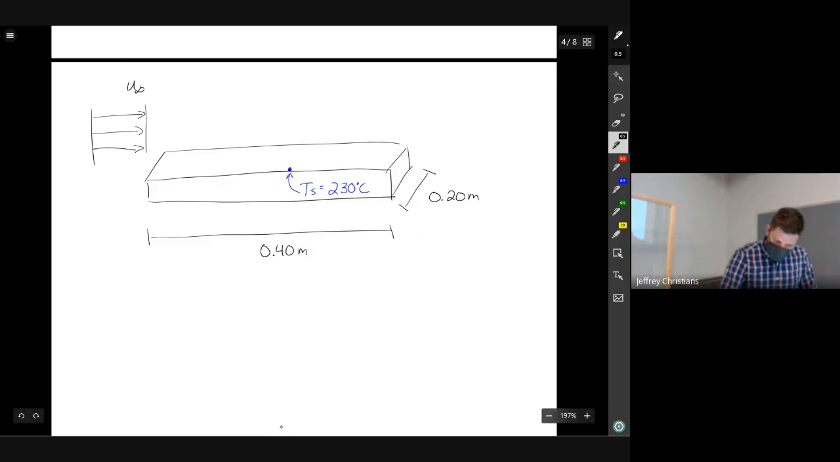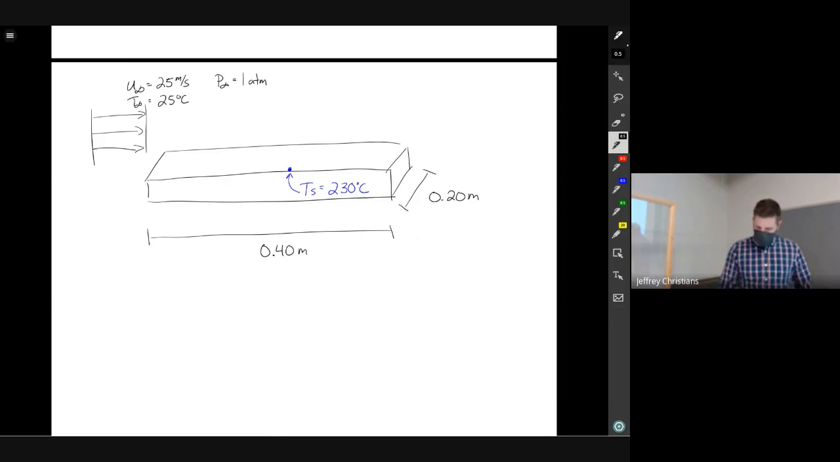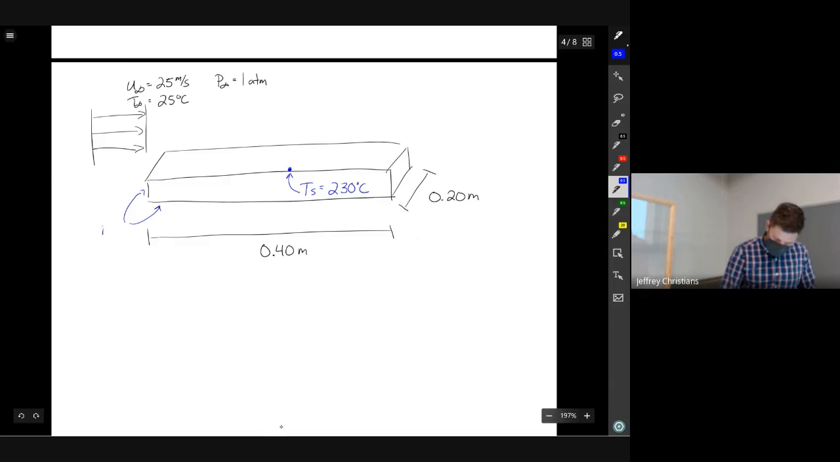It's flowing at 25 meters per second and 25 Celsius, at 1 atmosphere. We're going to assume all the other surfaces, the sides, the bottom, everything is insulated. We're just looking at the top. Okay, so if we want to figure out what this is going to be, we first have to know what the properties are.